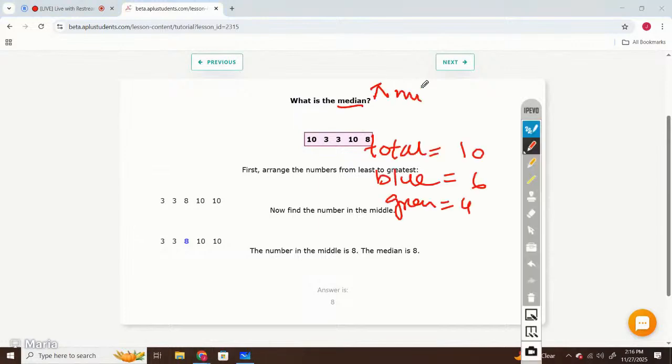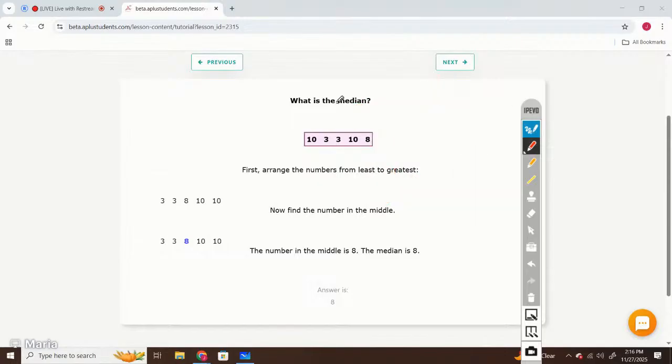So for the middle number, we need to arrange the numbers from least to greatest. That is the first step we have to do. Whatever numbers they are, just arrange them from least. So they are 3, 3, 8, 10, and 10.